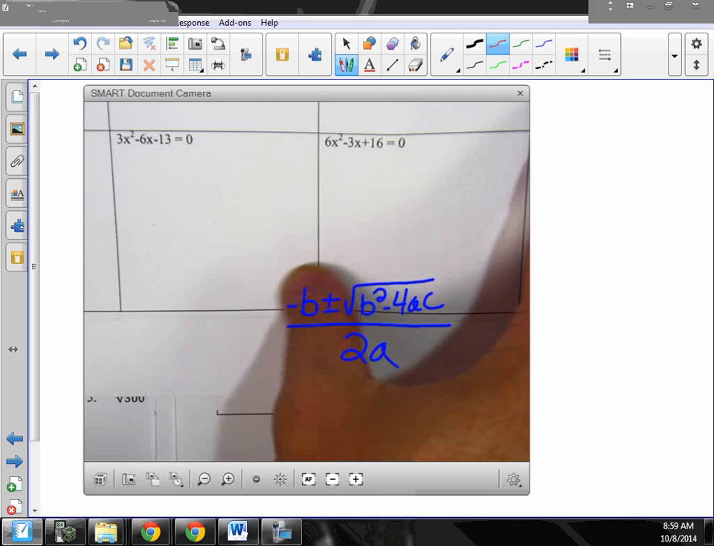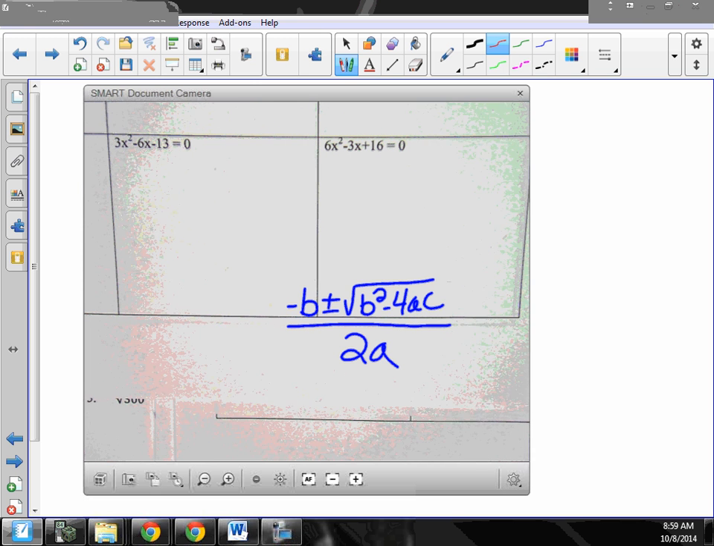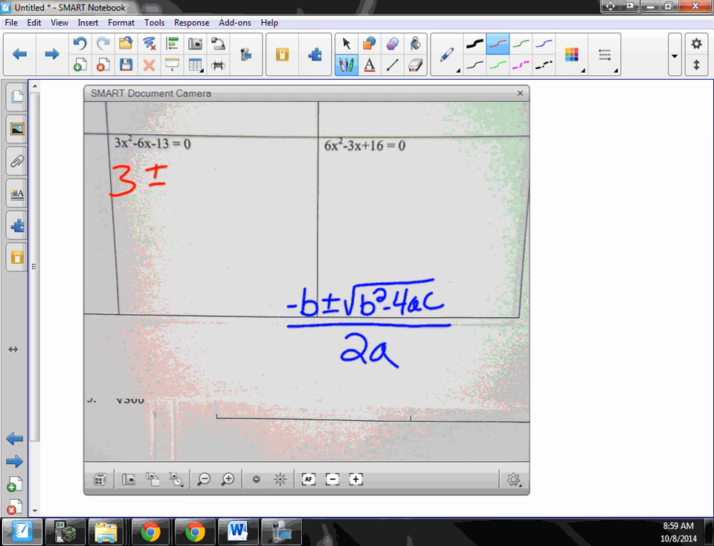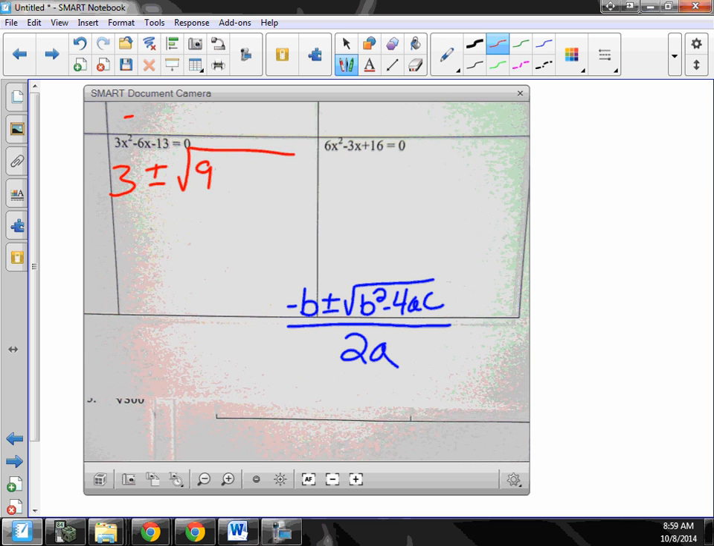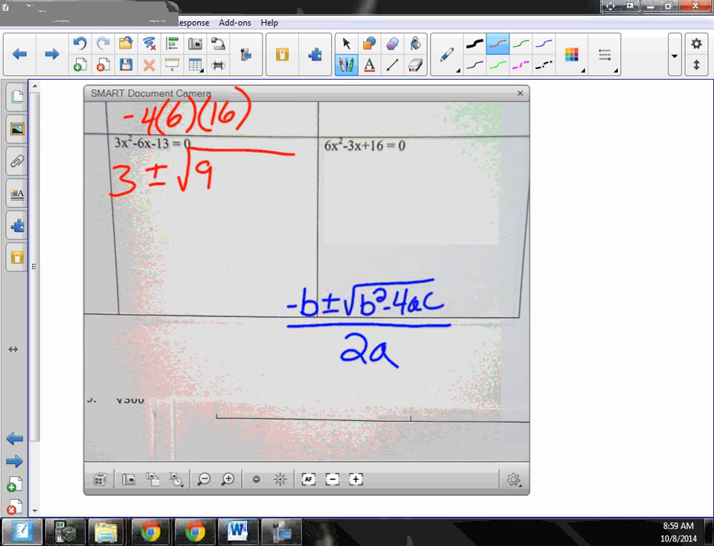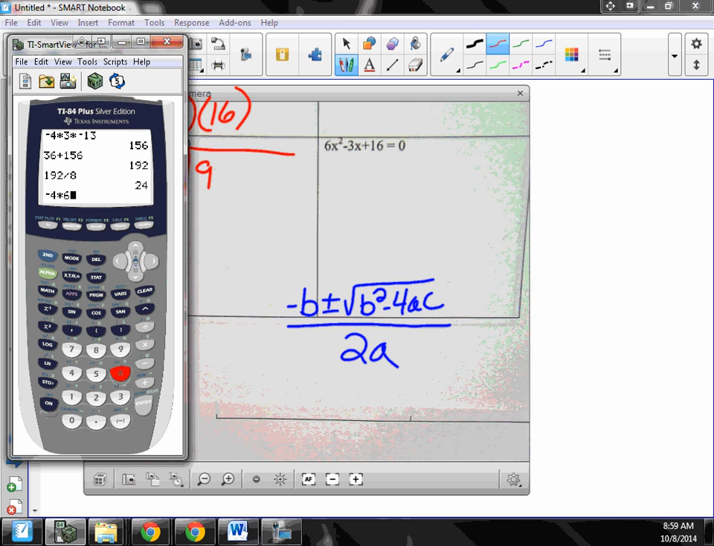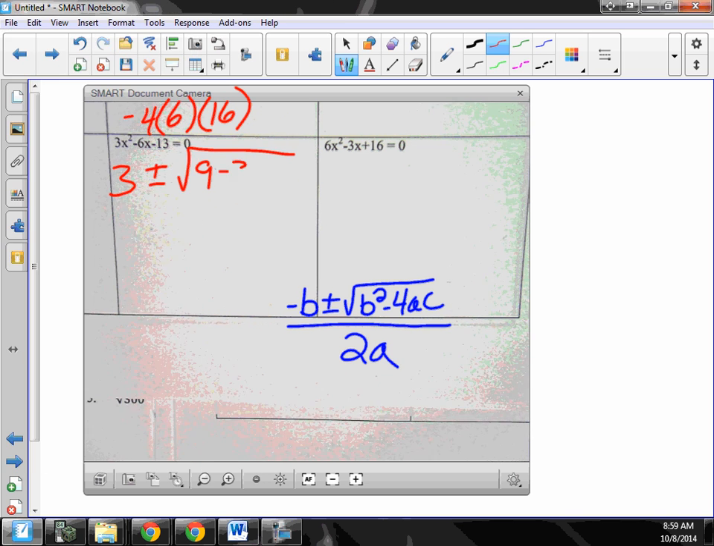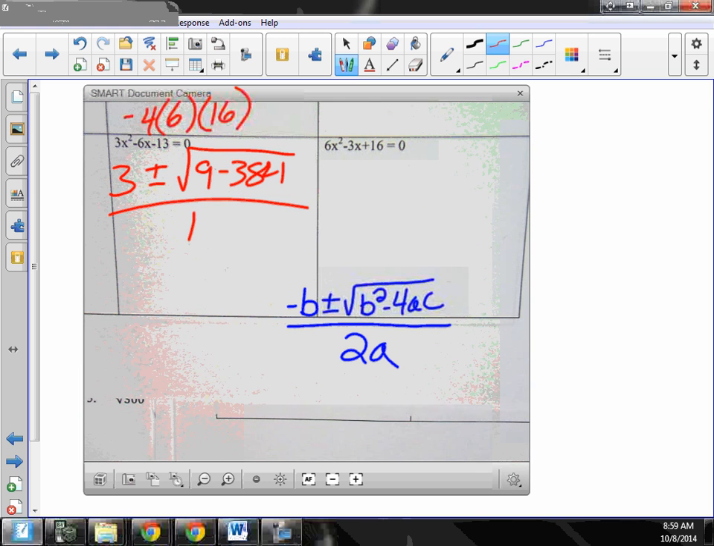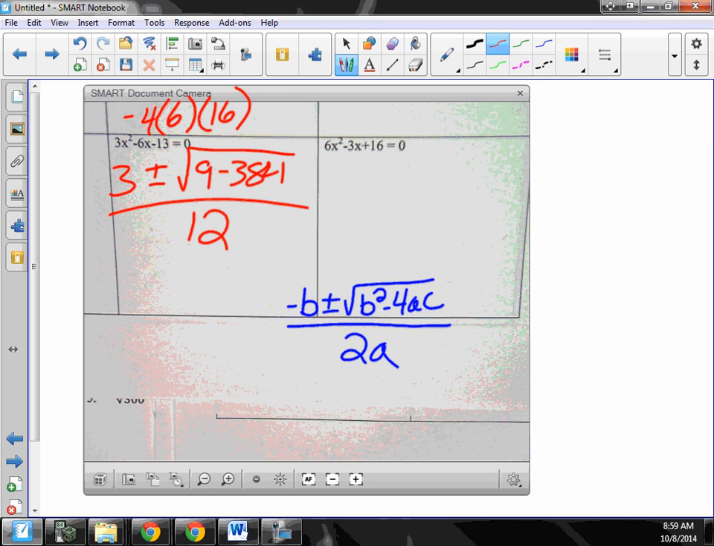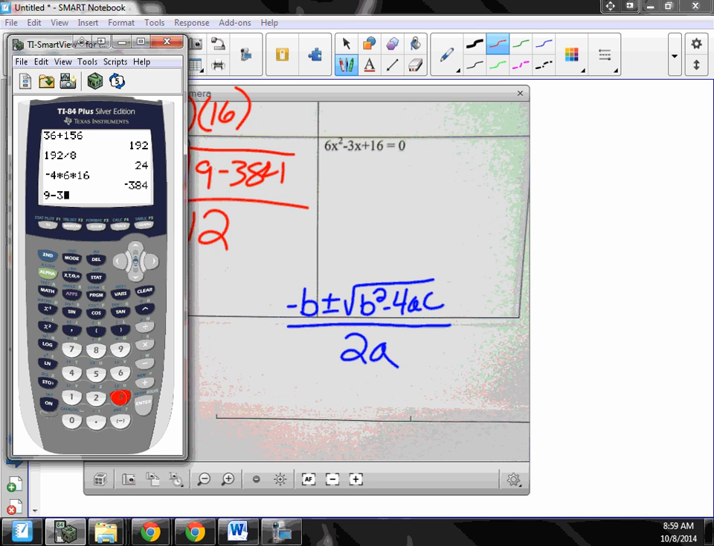Can I pull anything out of this? No. So 3 plus or minus the square root. 3 squared is 9. Minus 4 times 6 times 16. So negative 4 times 6 times 16, negative 384, over 2a, which is 12. Everyone understands it up to here? So now 9 minus 384, is 339 a perfect square? Try the square root of 339. Did you get a whole number? No. So we need to factor 339.